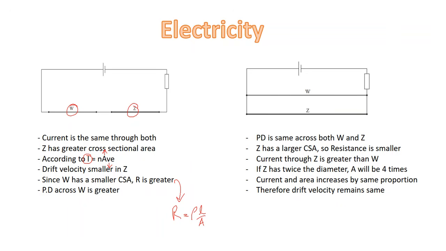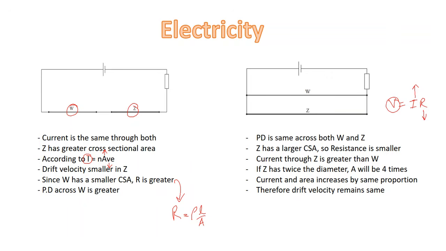Now moving on to the two wires connected in parallel. PD is the same across both. Why? Because in a parallel circuit, the voltage remains the same. Z has a larger cross-sectional area, so resistance is smaller. Since V equals IR, voltage remaining same, since Z has a smaller resistance, current through it will be greater.